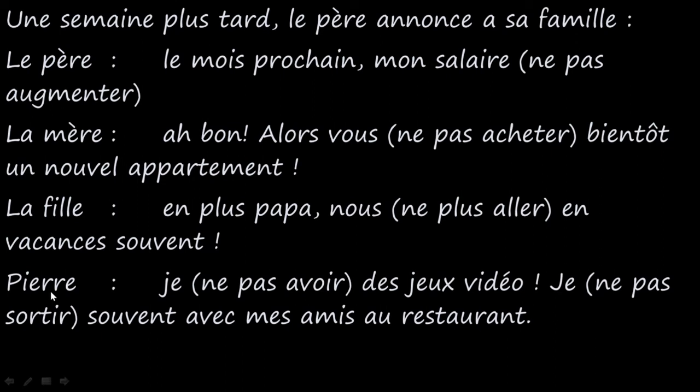Pierre, je n'aurai pas de jeu vidéo. So I will not get any video games. N apostrophe. But J-E will be the same. J-E, N apostrophe, A-U-R-A-I, P-A-S. D-E-S changes to D-E. De jeu vidéo. Je ne sortirai pas souvent avec mes amis au restaurant. I will not go out often with my friends to the restaurant.